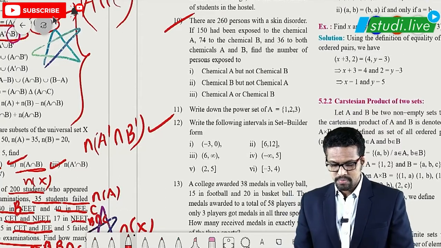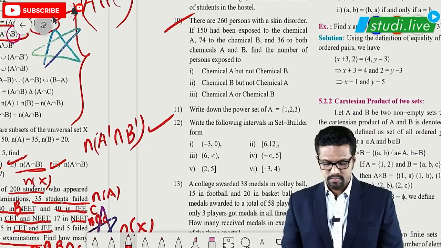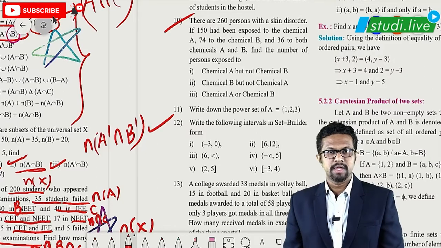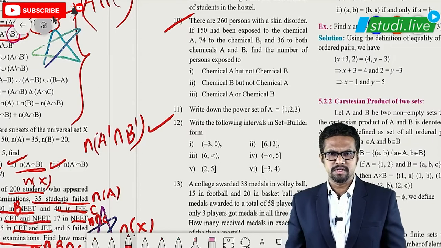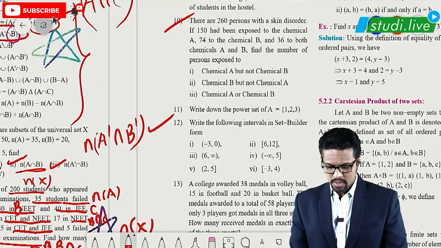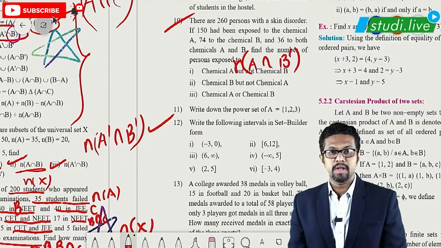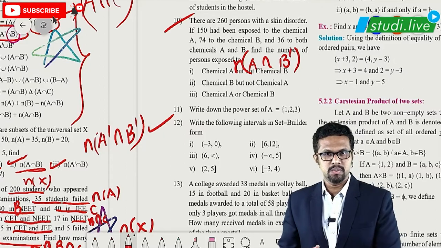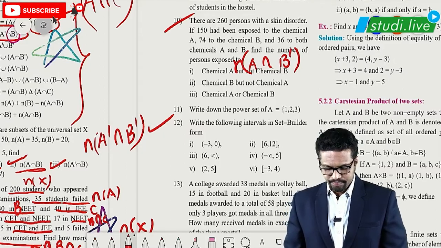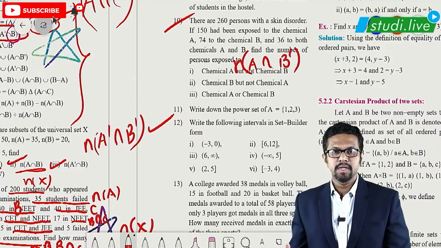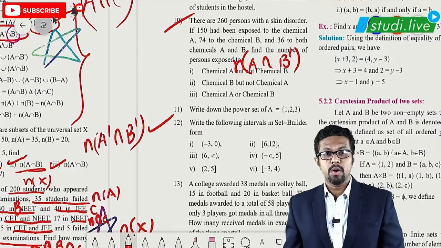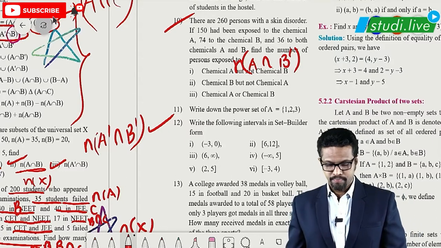So there are 260 persons with a skin disorder, universal set. 150 are exposed to chemical A, that is n of A. 74 to chemical B, that is n of B, and 36 to both chemical A and B. So we can easily solve this question. Chemical A but not chemical B. Number of persons who are given chemical A but not chemical B. So we will just apply the formula n of A minus n of A intersection B. You will get the required answer. Same way for the second part. And third is chemical A or chemical B. So that is A union B.